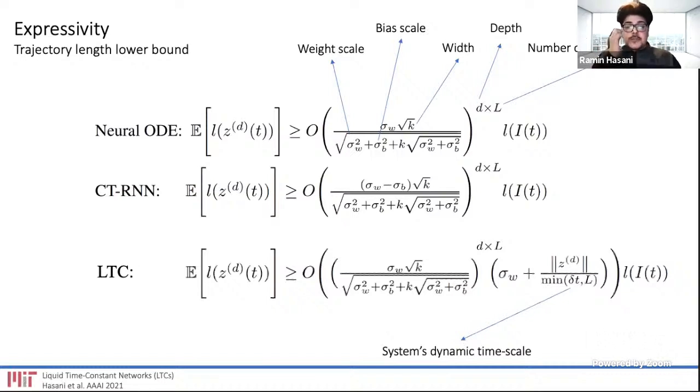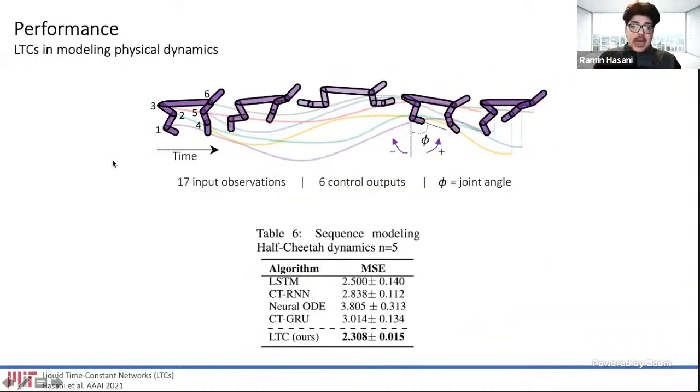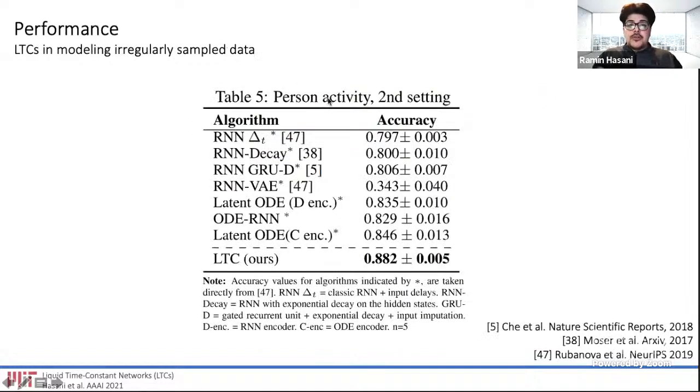So if these systems are more expressive in theory, how would they compare against the state of the art in real-world applications? For example, if you look at the movement of a cheetah, if we want to model that behavior, LTCs outperform LSTM policies, continuous-time GRU units, and neural ODEs as well. We also compared them on a real-world application of person activity recognition, a data set that is a time series of the activity of a human body, where you want to classify sequences of behavior into certain patterns. We see that LTCs are also performant.